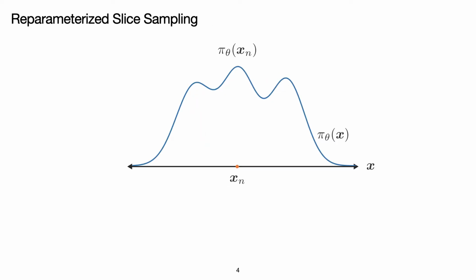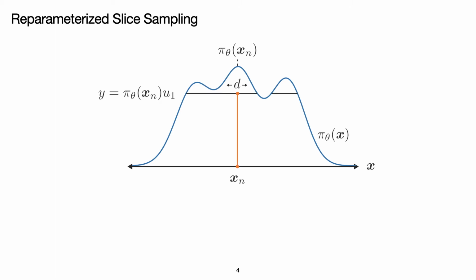Here I'll provide a brief overview of the reparameterized slice sampler. Imagine that we're trying to sample from the distribution given by this blue curve, where the density is proportional to pi theta of x. The idea of slice sampling is to sample uniformly from the area beneath this curve. And it proceeds typically in two steps. First, we start at some value xn and sample a value uniformly between 0 and pi theta of xn, the height of the curve at that point. We do this by just drawing a uniform random variable, and that gives us a height y, which is equal to pi theta of xn times the uniform variable u1.